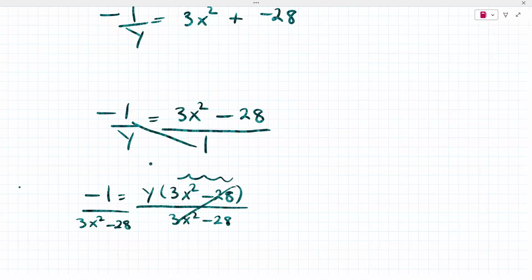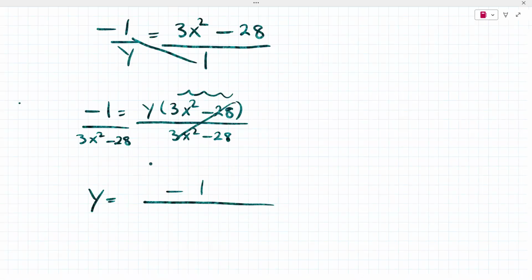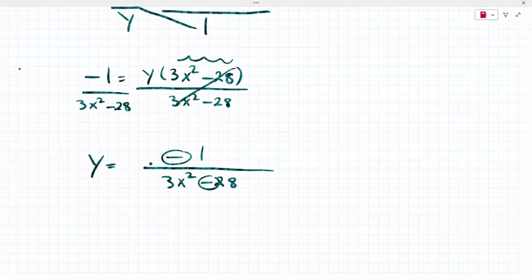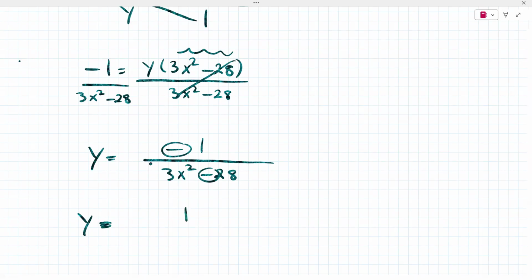Cancels, and then now you're left with y equals negative 1 over 3x squared minus 28. Now, you see how there's a minus here and a minus there? You can factor out a minus, right? And then if you do that, and do more adjusting, it'll give you y equals 1 over 28 minus 3x squared.